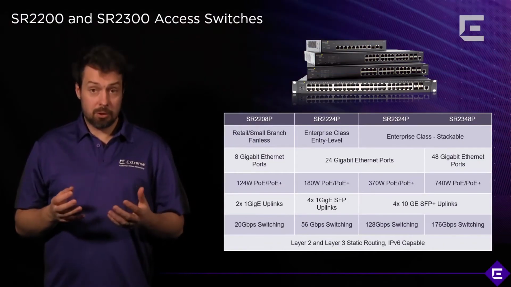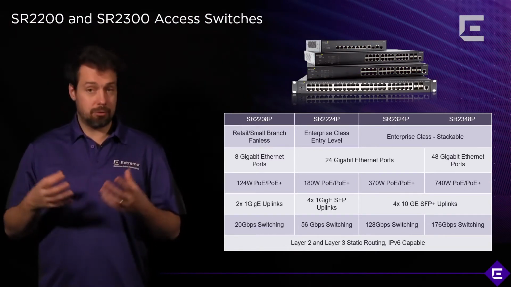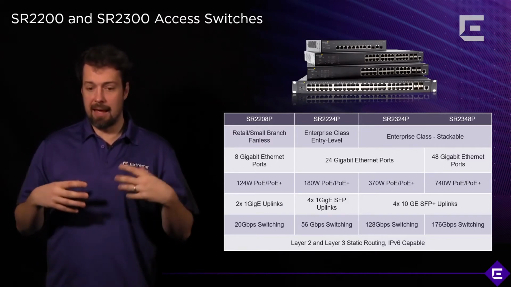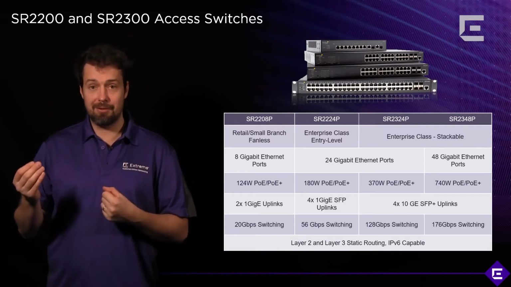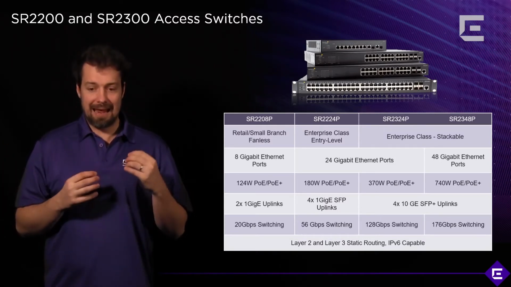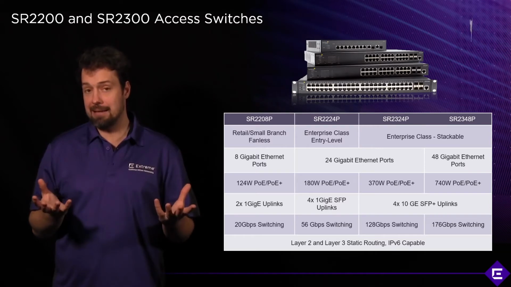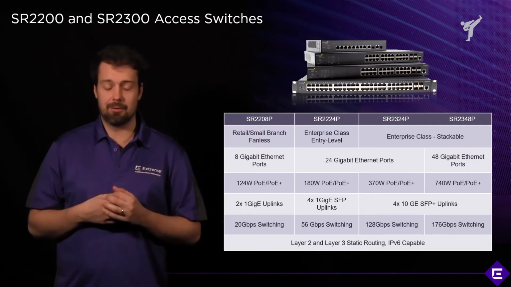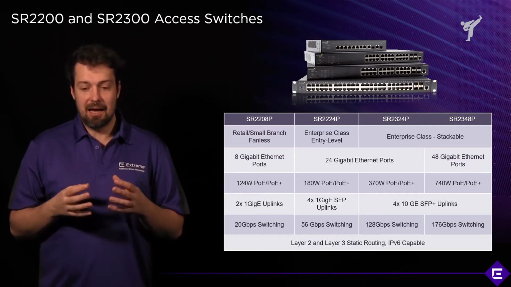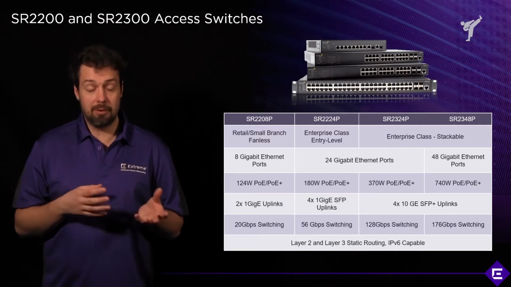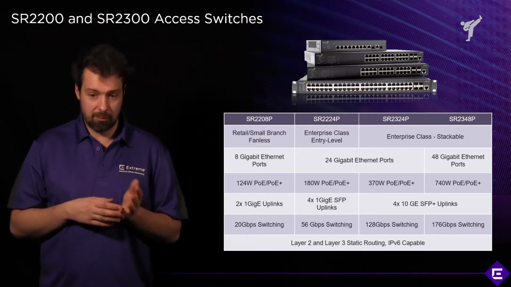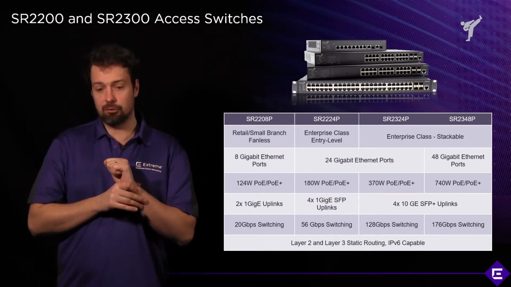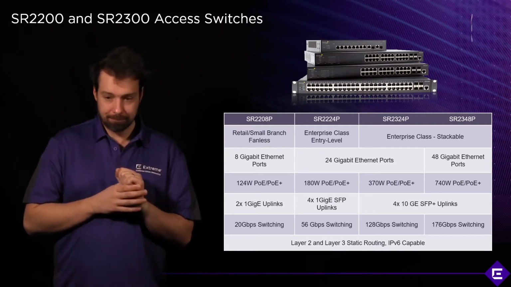So let's take a look at the switch platforms that are natively supported by the ExtremeCloud IQ platform. So really you have 4 options. SR2208P. P stands there for PoE capabilities. It's an 8 gigabit Ethernet port, mainly developed for retail or small branches. It's a fanless device, so no annoying sounds coming from it. It provides PoE Plus or PoE up to 124 watts of power. It has 2 gigabit Ethernet uplinks, and the backplane allows for 20 gigabits per second switching.